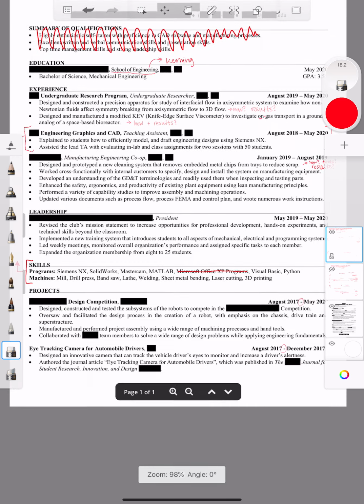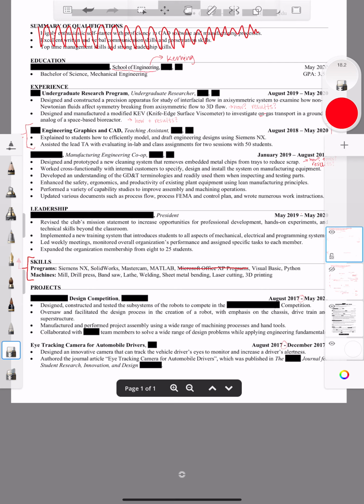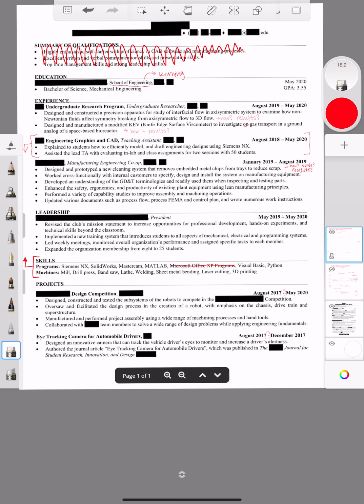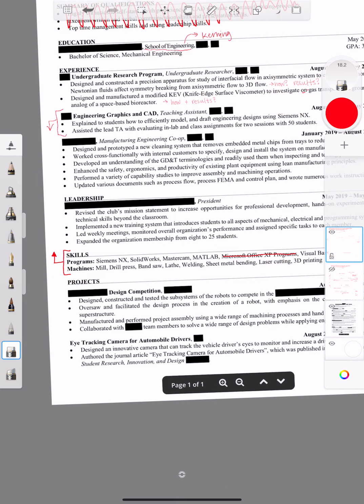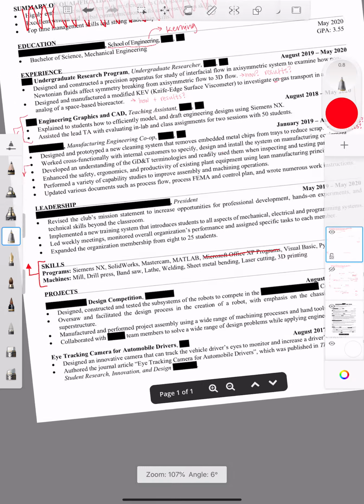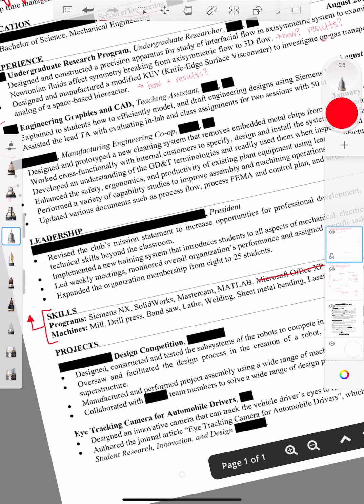All right. Bullet point number 2, worked cross-functionally with internal customers to specify and design and install the system. I'm guessing they mean the cleaning system on manufacturing equipment. So this is a lot of words to say that they talked with customers. And this is kind of a weak bullet point, and I think it should be towards the bottom of this particular section, just because cross-functionally, I think, is kind of bull.